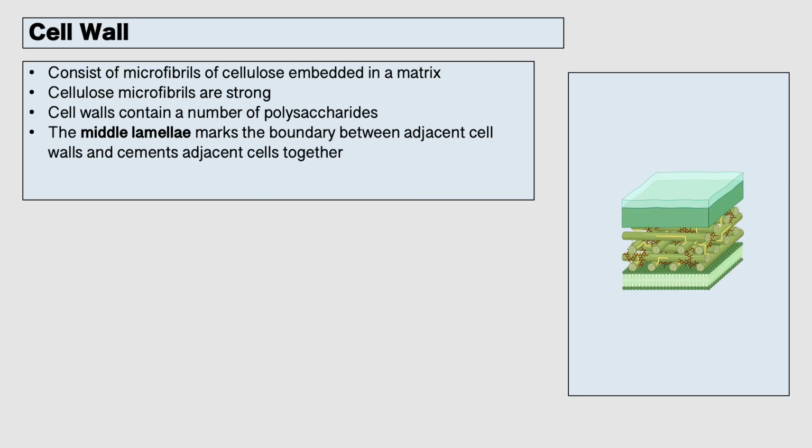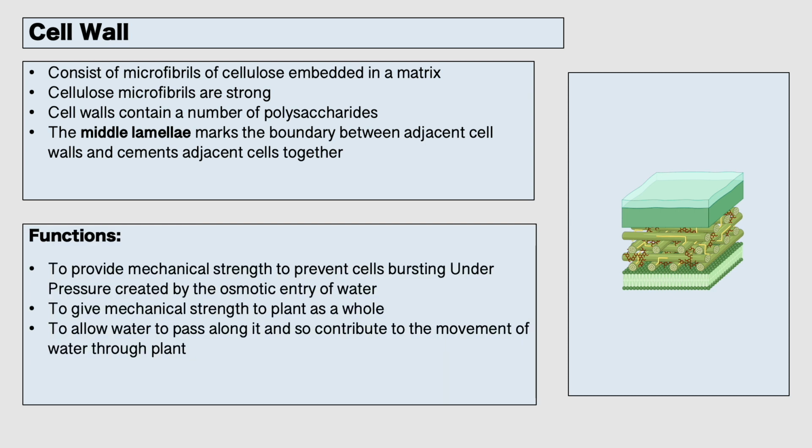The cell wall consists of microfibrils of cellulose embedded in a matrix. Cellulose microfibrils are strong. Cell walls contain a number of polysaccharides. The middle lamella marks the boundary between adjacent cell walls and cements adjacent cells together.